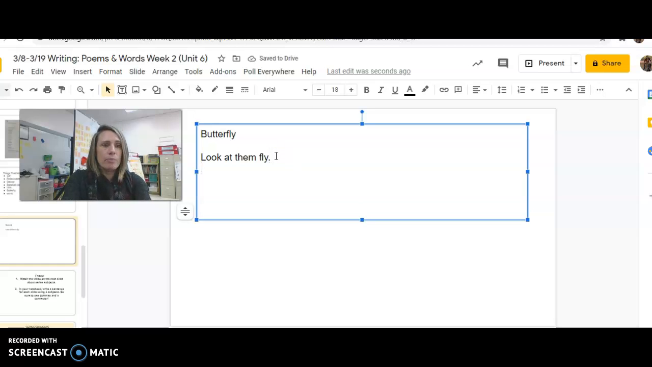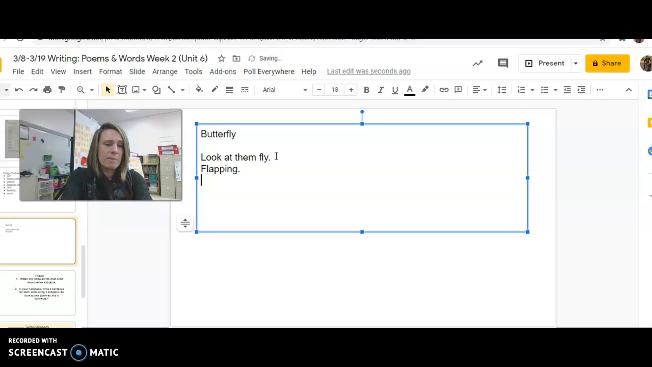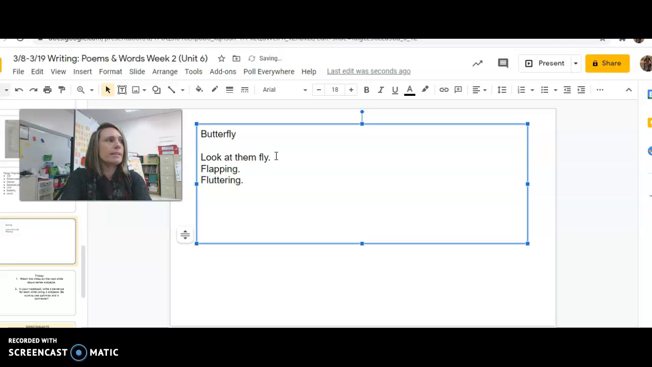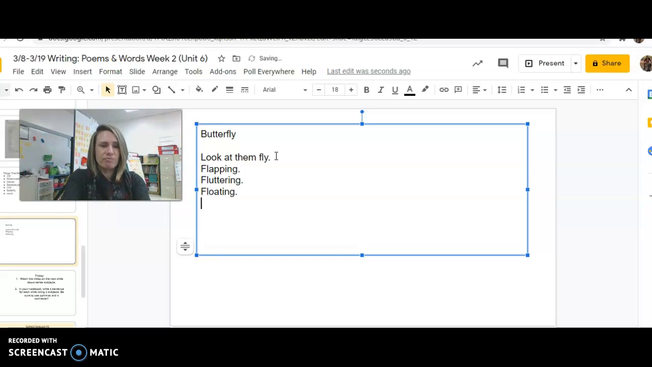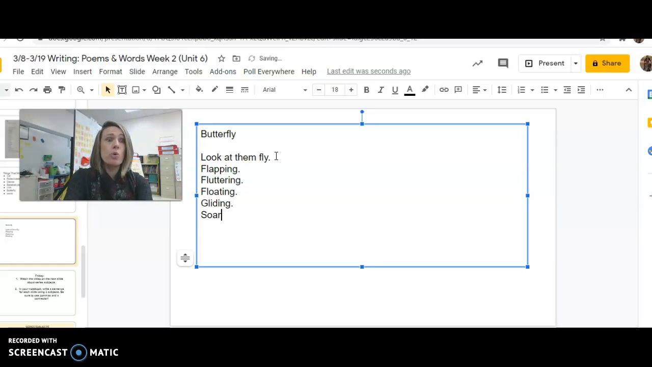Look at them fly. Well, what do their wings do? Flapping, maybe flitting, fluttering, flapping, fluttering. Sometimes they almost look like they're floating. All of those start with F. Sometimes I get stuck. Do you ever get stuck when you're trying to write? What's another movement butterflies do? They flap their wings, they fly around. Gliding, maybe? They glide? Gliding, soaring, like high into the sky. There, I think that's good.